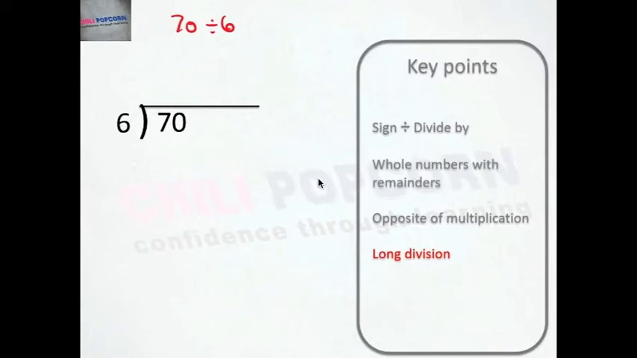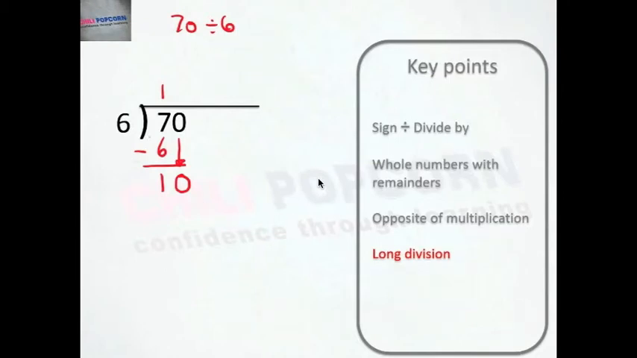We know 6 goes into 7 1 time, because 1 times 6 is 6. I'm going to subtract 6 from 7, so I'm left with 1. Then I bring down this digit over here, whatever's left over there. So I bring down 0. Now I compare 6 with 10.